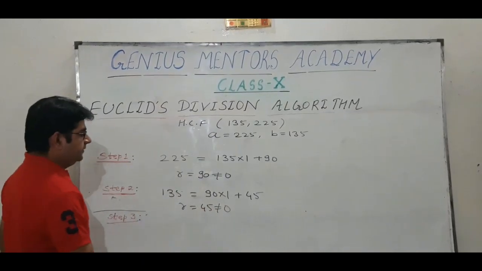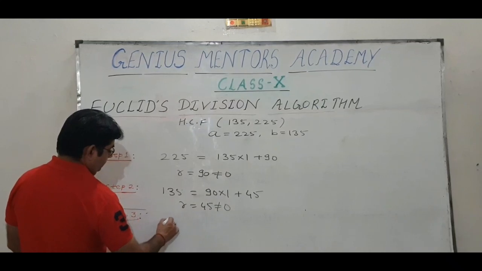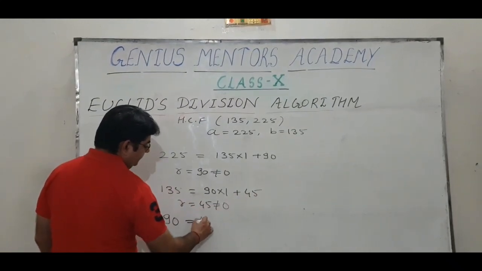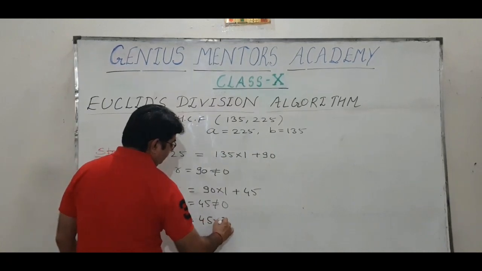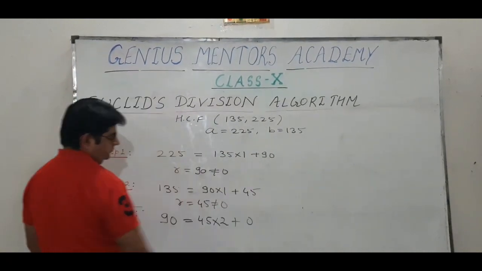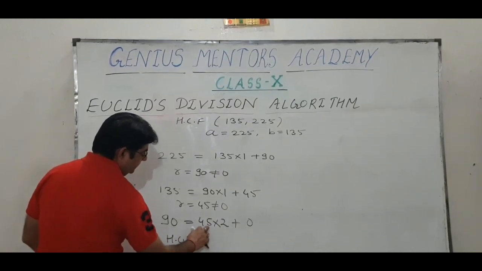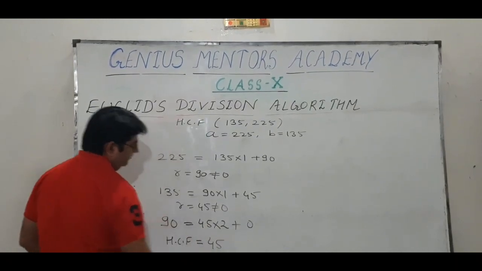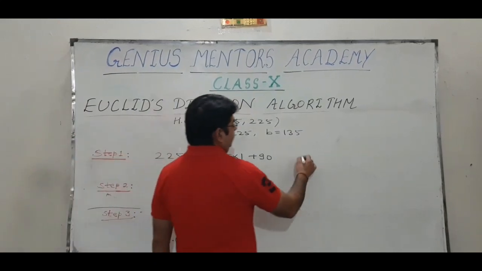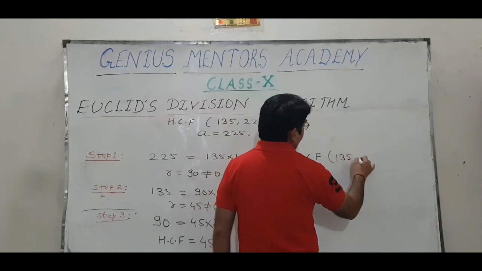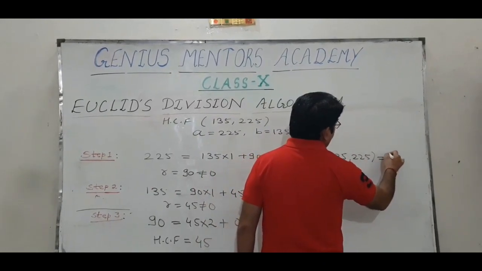Now third step, here 90 is dividend and 45 is divisor and remainder is 0. So the HCF is the last divisor, that is 45. Therefore the HCF of 135 and 225 is 45.